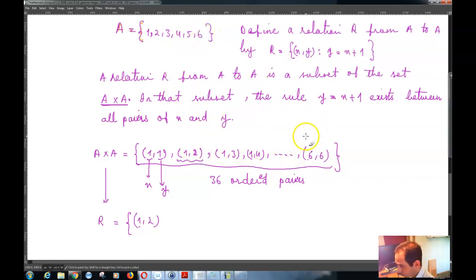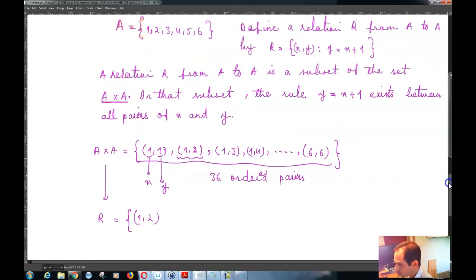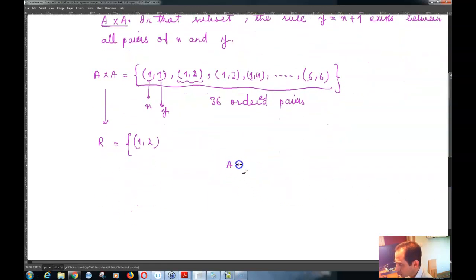1, 5, all the way to 1, 6, and then you can start with the 2. So you have your A as 1, 2, 3, 4, 5, and 6. When you start with the 1, you have 1, 1, 1, 2, 1, 3, all the way up to 1, 6. Now what I'm looking for is all of those ordered pairs in which y is equal to x plus 1. So for example, this would be one candidate.